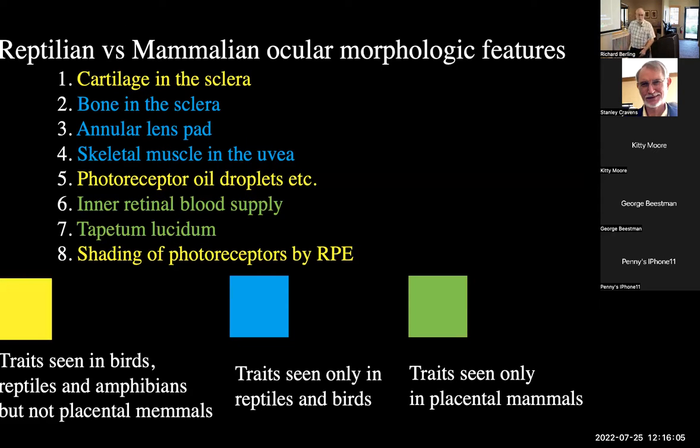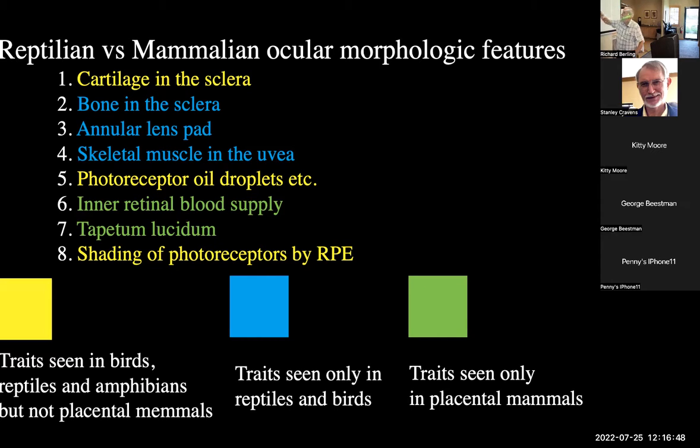So these are some features I'm going to talk about. In the yellow, these are traits that are seen in birds, reptiles, and amphibians, but are not seen in the placental mammals. And we're going to include the marsupials in that group as well. So cartilage in the sclera, we talked about. Photoreceptor oil droplets. This is a feature that allows the cones of the retina to have advanced color vision, which is seen in all of these animals, but not the placental mammals.